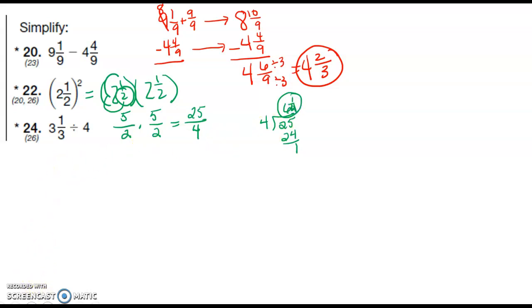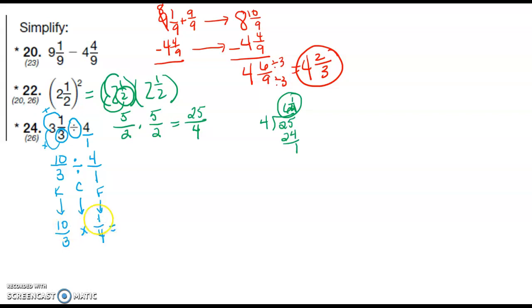Okay. Change the colors here again. And now I have 3 1/3 divided by 4. I'm going to put the 4 over 1, and I'm going to popcorn the mixed number into an improper fraction. So 3 times 3 is 9, plus 1 is 10, all over 3. Keep my divide, 4 over 1. Now I can do my keep, change, flip.